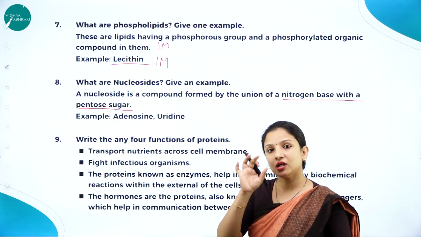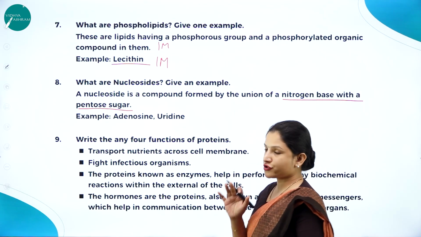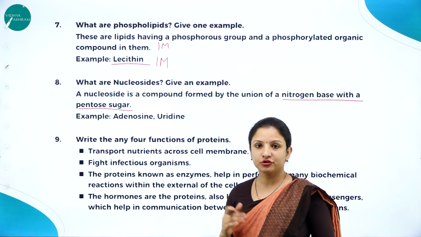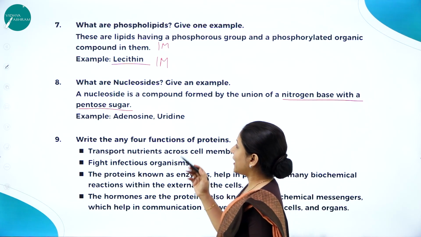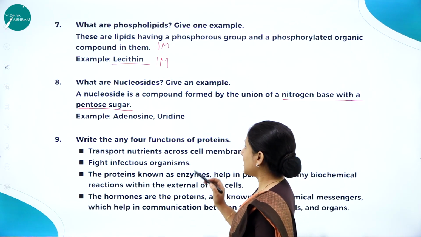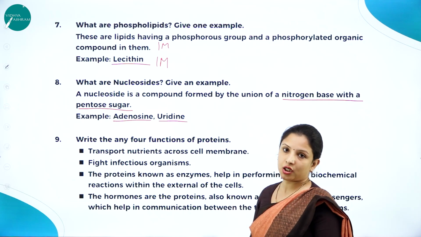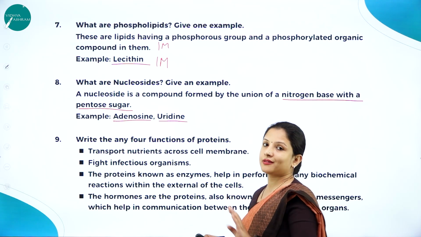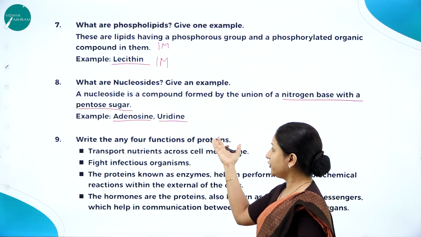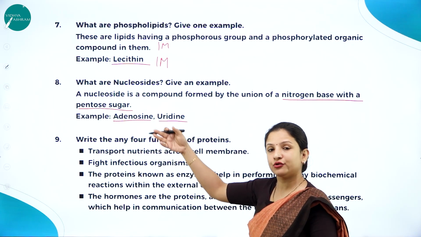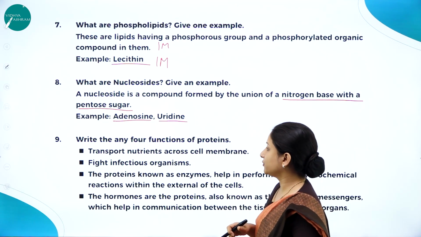Now, that particular nitrogen base, if it is attached to a pentose sugar, be it a ribose sugar or a deoxyribose sugar, then we call it a nucleoside. Now, examples for that are adenosine and uridine. Why I have taken adenosine and uridine is because that is what is given in the NCERT textbook. So any one of them they have asked. Here I have written two, any one out of these you can write.